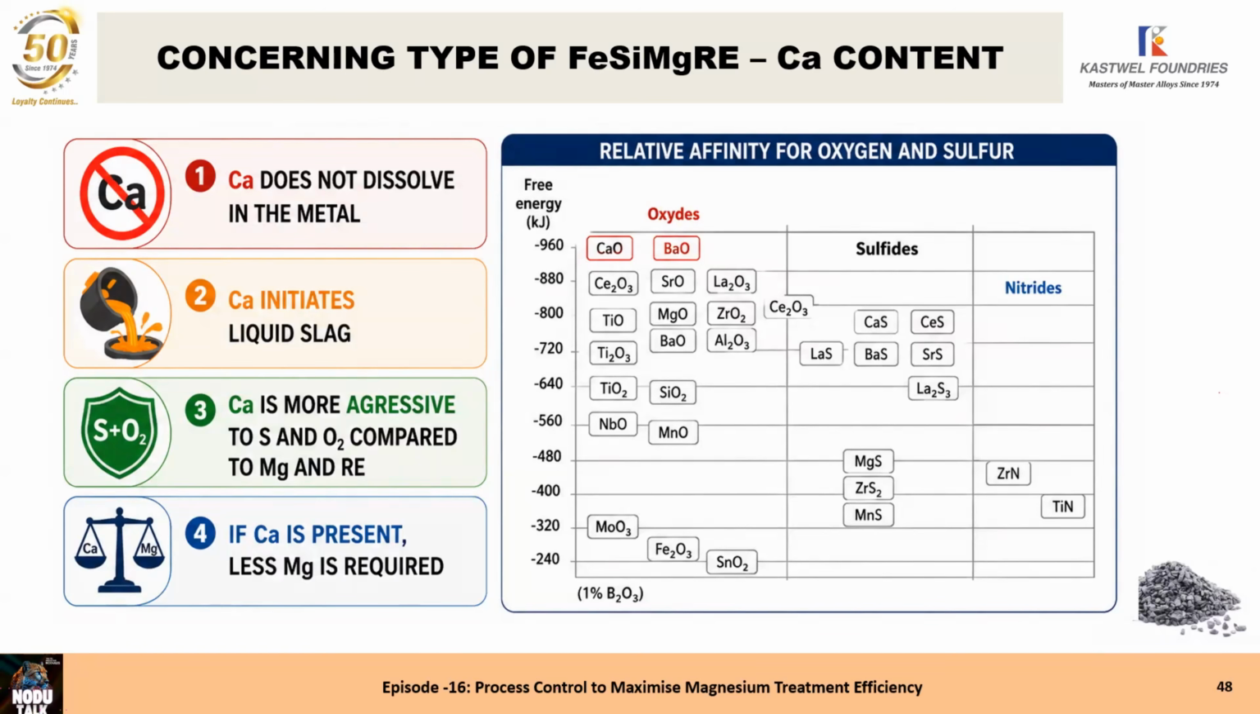If calcium is present, less magnesium is required because calcium reacts with the sulfur and oxygen, and that much magnesium is not required to be added, because magnesium's job in the absence of calcium is to combine with sulfur and oxygen. If calcium is present, this takes away a part of magnesium's effect, and therefore you require less magnesium when using calcium in the alloy. Calcium also makes the magnesium treatment alloy less violent. So some people use high calcium to subdue the violence of the magnesium treatment alloy.